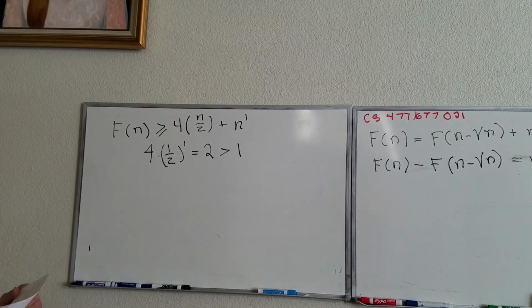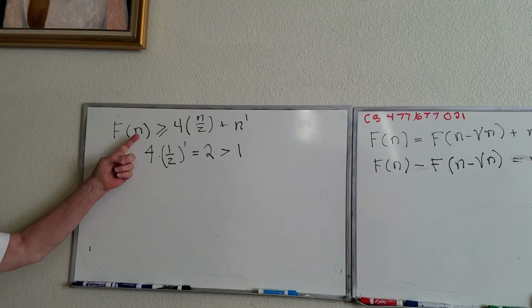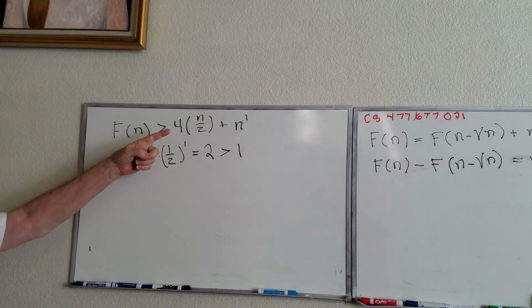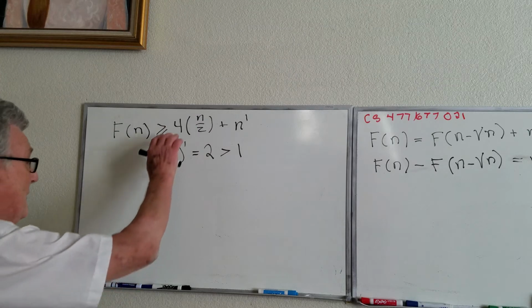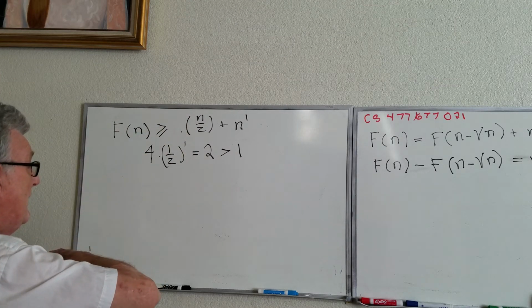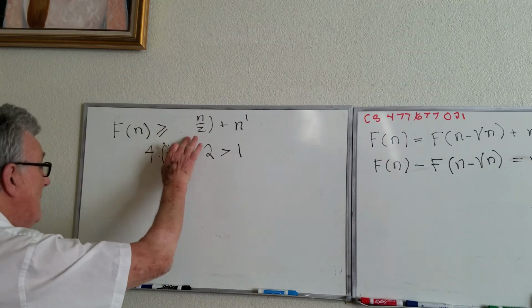The next problem we have is f of n is greater than or equal to 4 f of n over 2. Look what I forgot to put. I forgot to put the f here. Oh well, you knew what I meant, right?